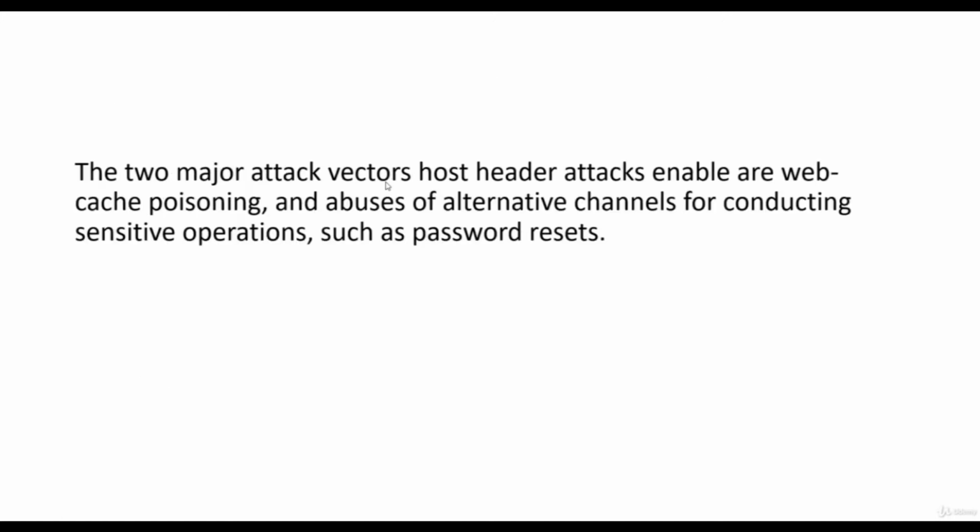The two major attack vectors that host header attacks enable are web cache poisoning and the abuse of alternative channels for conducting sensitive operations such as a password reset. These are the major attacks that can be done with the host header. One is web cache poisoning, which we'll see about, and the other is the password reset, which is basically the abuse of an alternative channel for conducting sensitive operations. It is done with the arbitrary parameter.